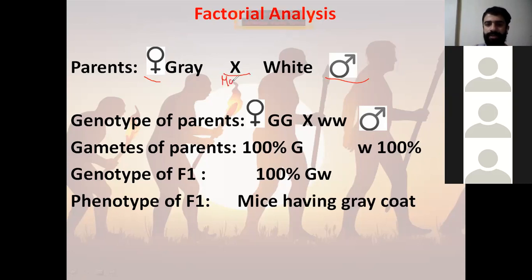So we have mating between a gray mouse and a white mouse. Genotype of the parents, they are pure. So GG crossed with WW. Gametes, they are 100% G and 100% W. So here I make it a simple one. So 100% will be GW. So the phenotype will be gray coat mouse. This is the simple one.